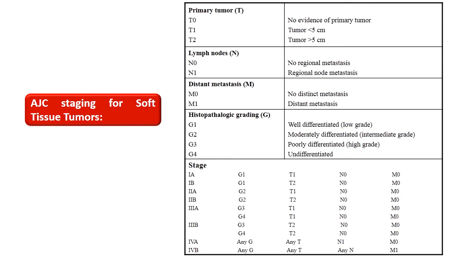Histopathological grading is divided into 4, G1 to G4: well differentiated, moderately differentiated, poorly differentiated and undifferentiated soft tissue tumor. Based on these criteria they are staged into stage 1A, stage 1B, stage 2A, 2B, 3A, 3B, 4A and 4B.